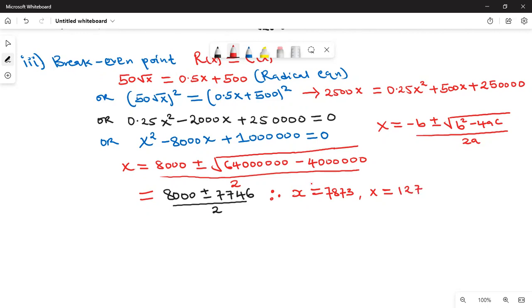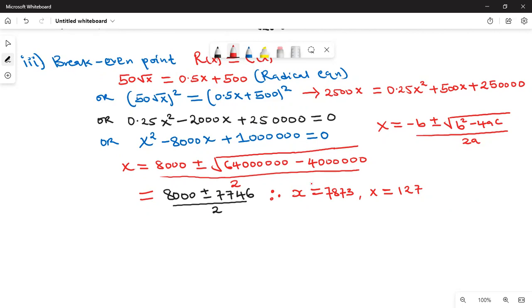So what does it tell you? That this company, for it to break even, must produce and sell either 127 units, or it must also produce and sell 7,873 units for the manufacturer to recover the amount incurred in the production.